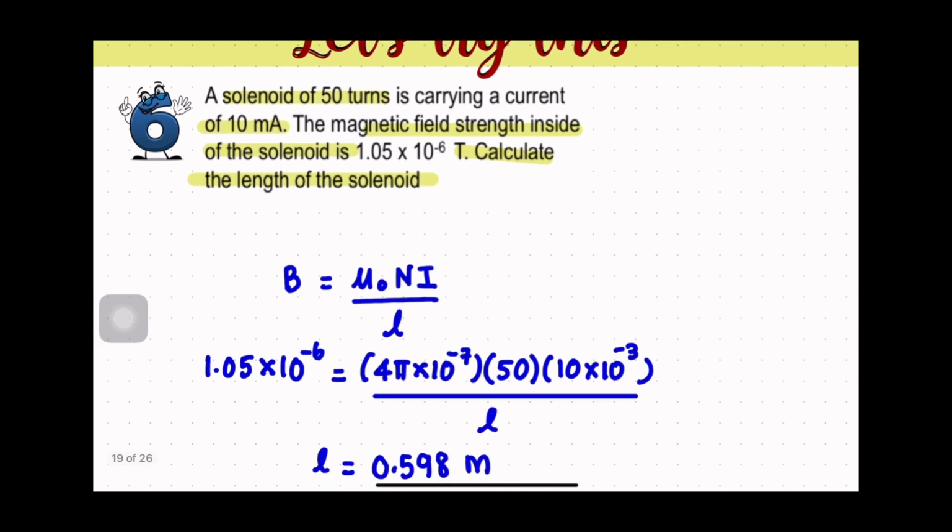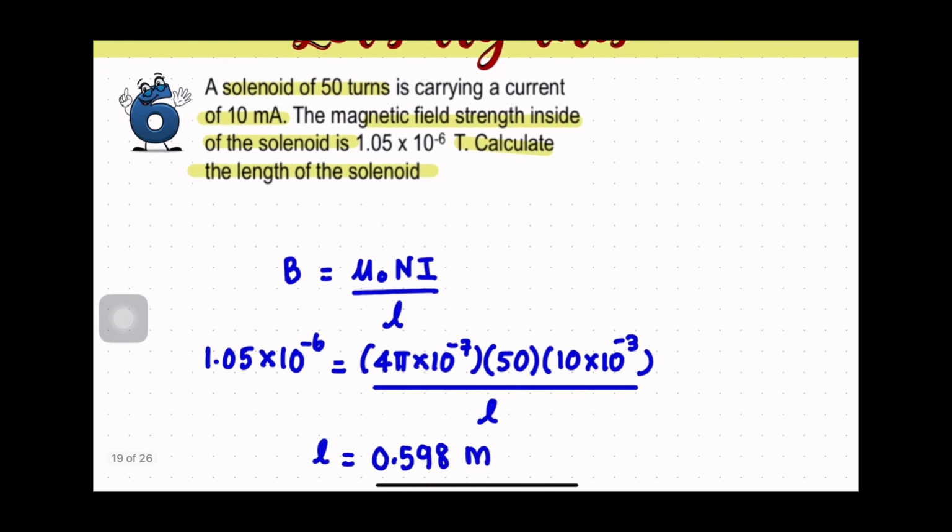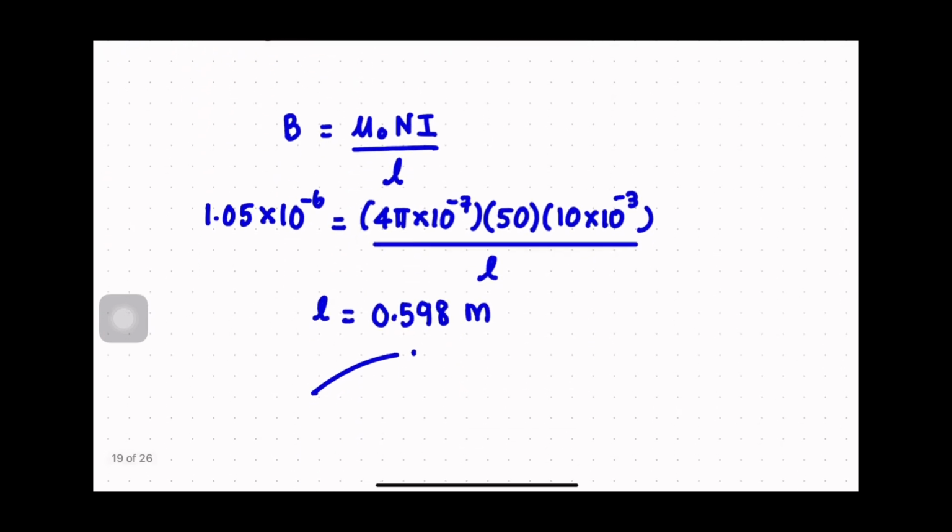So let's try this. We have a solenoid with 50 turns carrying a current of 10 milliampere. The magnetic field strength inside the solenoid is 1.05 times 10 to the power of negative 6 Tesla. Calculate the length of the solenoid. So the length of the solenoid is here. Calculate the value by using the equation of the solenoid. Okay, so we get length equal to 0.598 meter.